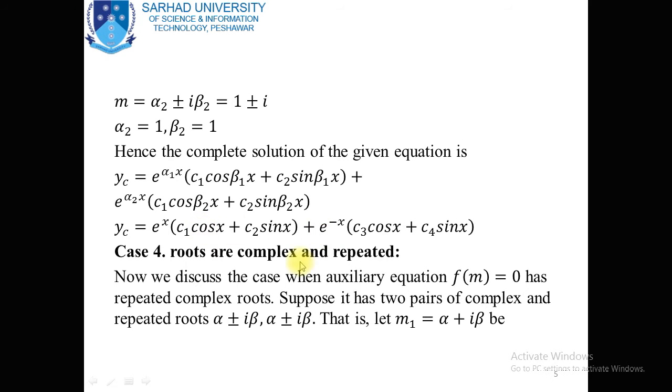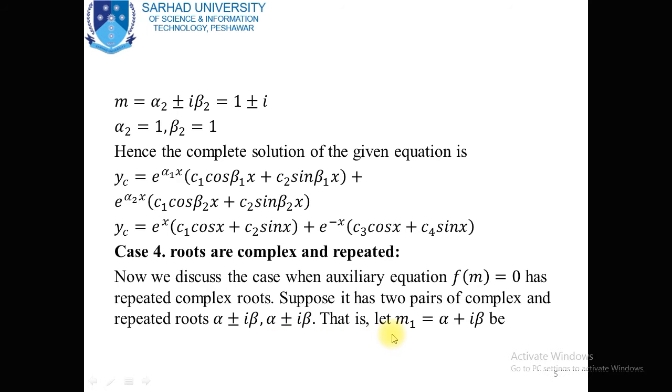Now the new case for this lecture: roots are complex and repeated. Now we discuss the case when the auxiliary equation f(m) equal to 0 has repeated complex roots. Suppose it has a pair of complex and repeated roots, alpha plus minus i beta, alpha plus minus i beta. These two complex roots are not different; these two complex roots are equal.